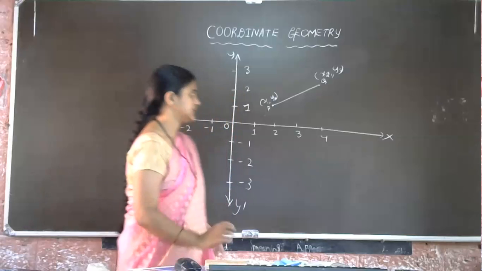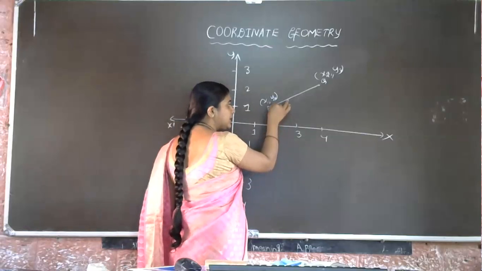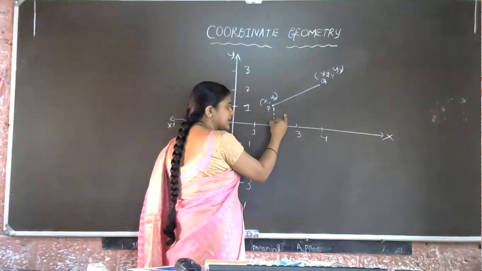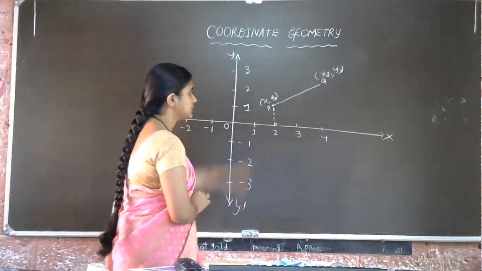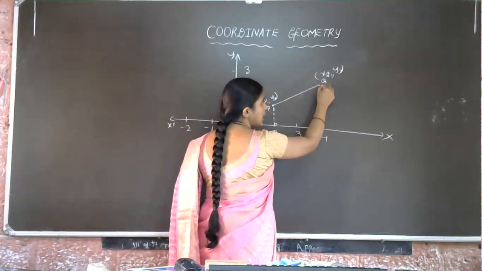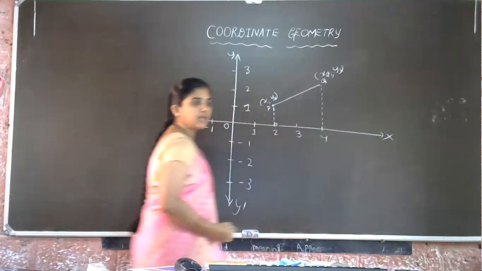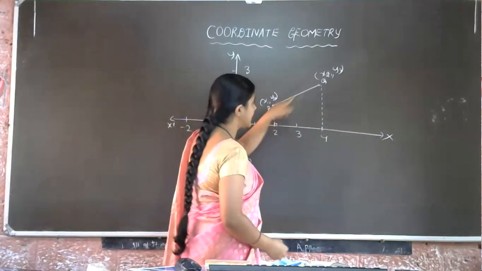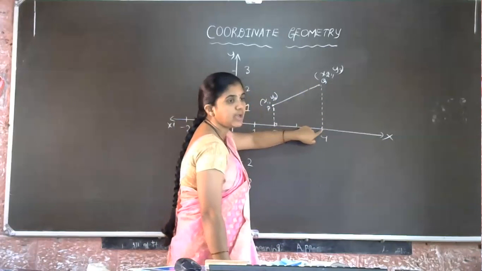Okay, now what do we have to do? We have to draw a perpendicular line. Take the P point and touch it to the x-axis, and there you will get a perpendicular line. So join this to the x-axis, and again join this to the x-axis. Here it is a 90-degree line, and from the Q point also connect this to the x-axis.